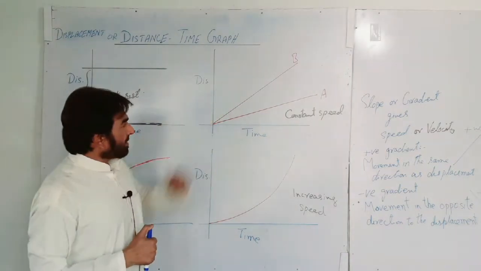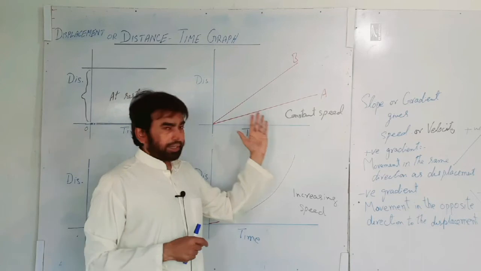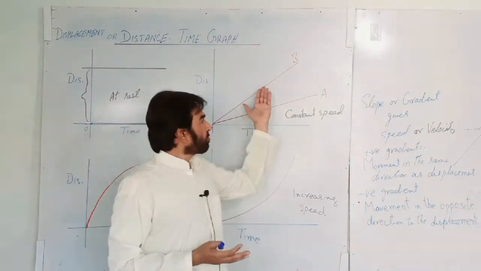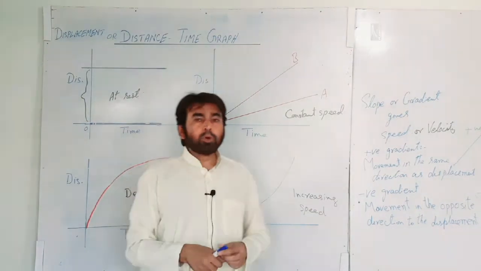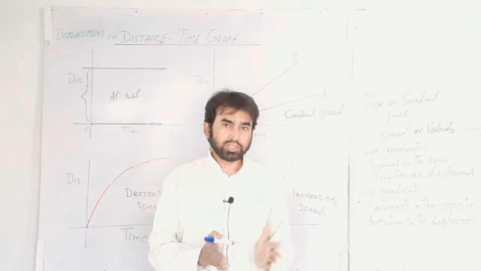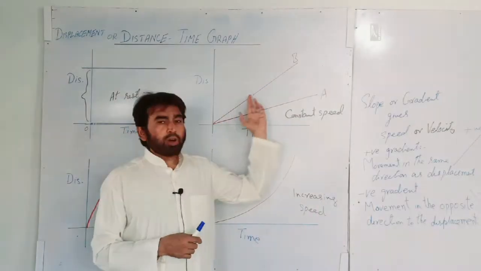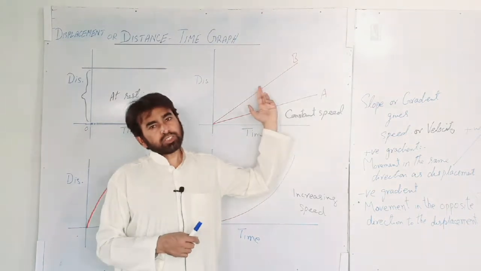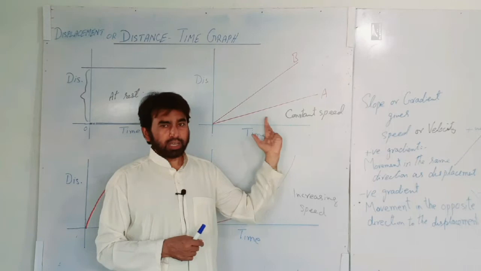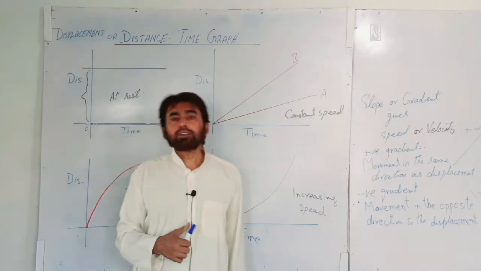Now the second graph. Here I have drawn two straight lines A and B which are steeper. B is steeper than A. Both the lines show that the body is moving with constant speed. The difference is only that the speed of B is greater because its steepness is greater as compared to the steepness of A. So B is at higher speed and A is at lower speed.